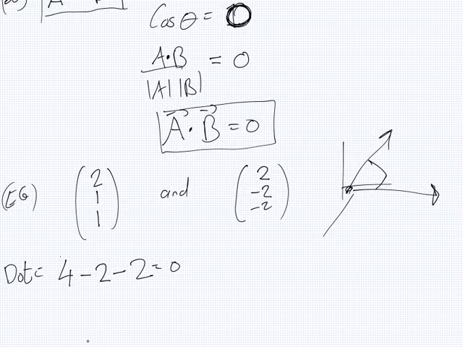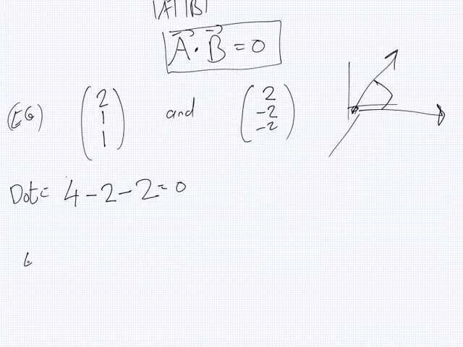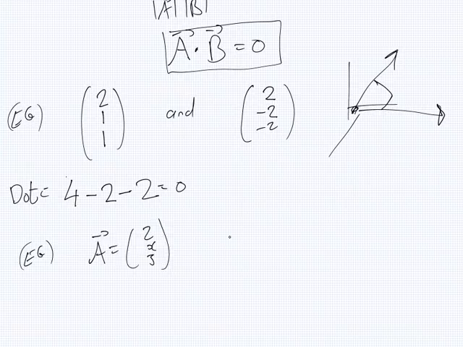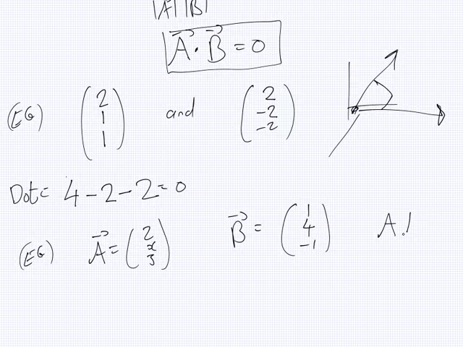What's the difference between A and A in the modulus brackets or the absolute brackets? That's magnitude of A, which is Pythagoras. Right, here's an example. A equals 2, x, 3 and B equals 1, 4, minus 1. And I tell you A and B are perpendicular. Find what the x is.